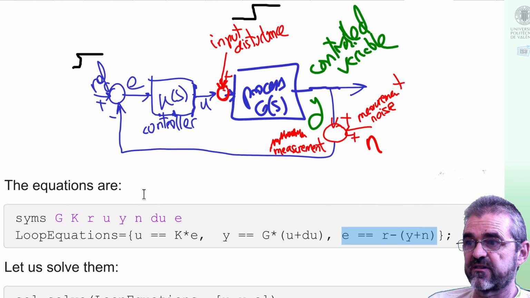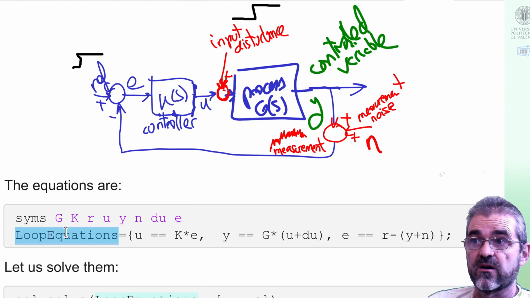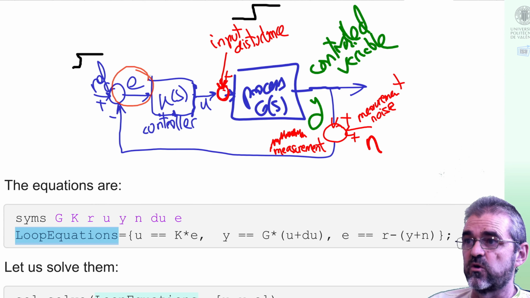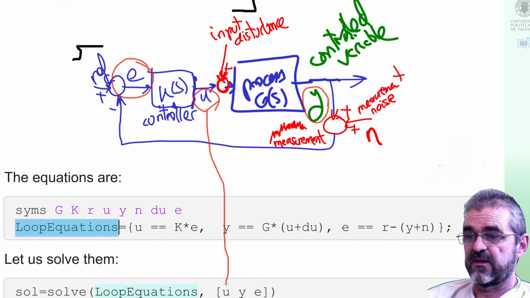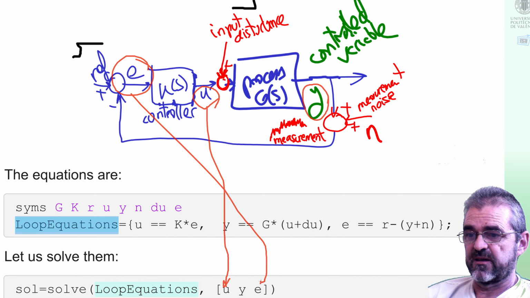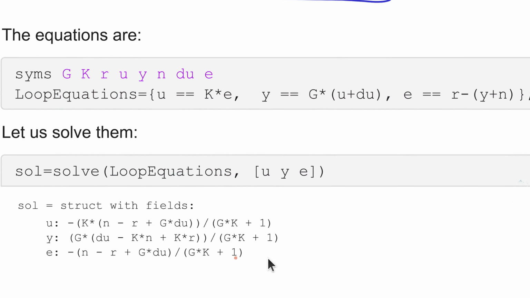Once we have these loop equations, which are three equations, we can solve for three unknowns, and the unknowns I wish to solve for are loop error, manipulated variable, and actual clean process output. So I will tell my solver to solve for them by placing these three letters as arguments to the solve command, giving the equations and the unknowns I wish to solve for, and then here we have the solution.